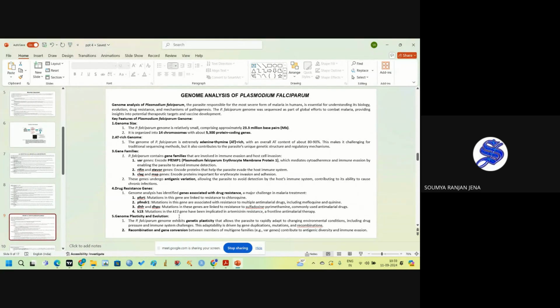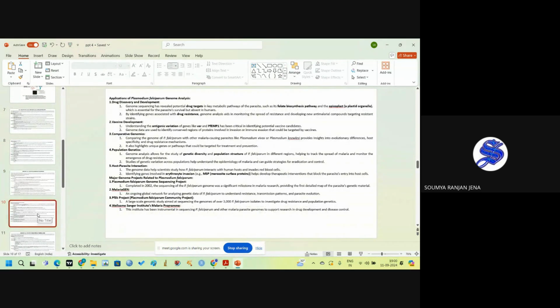And if we look at genome plasticity and evolution, the Plasmodium falciparum genome exhibits genetic plasticity that allows the parasite to rapidly adapt to changing environmental conditions, including drug pressure or immune system challenges. This adaptability is driven by gene duplication, mutation, and recombination of different genes. Recombination and gene conversion between members of multi-gene families contribute to antigenic diversity and immune evasion of these parasites.